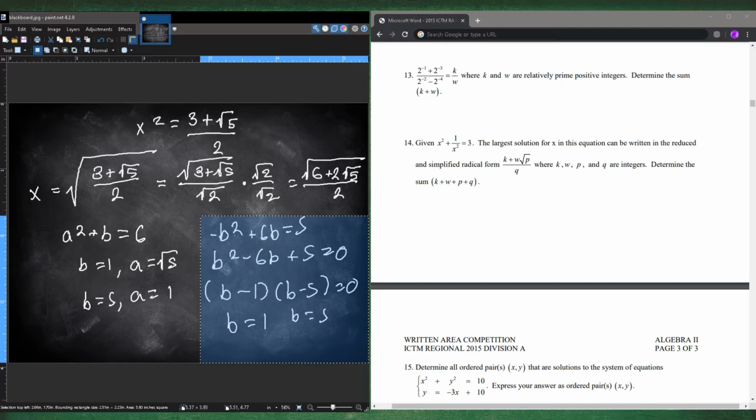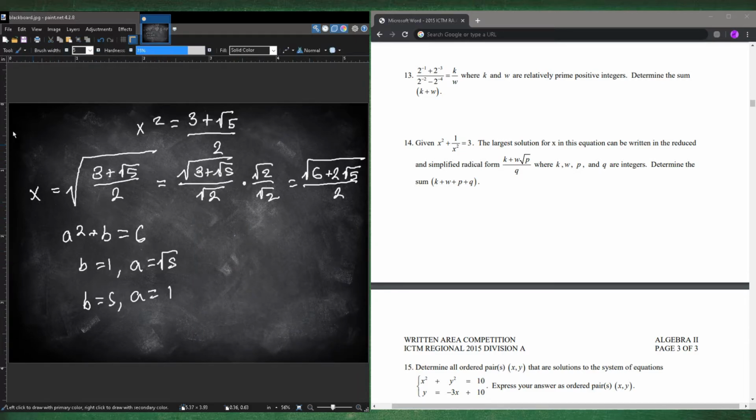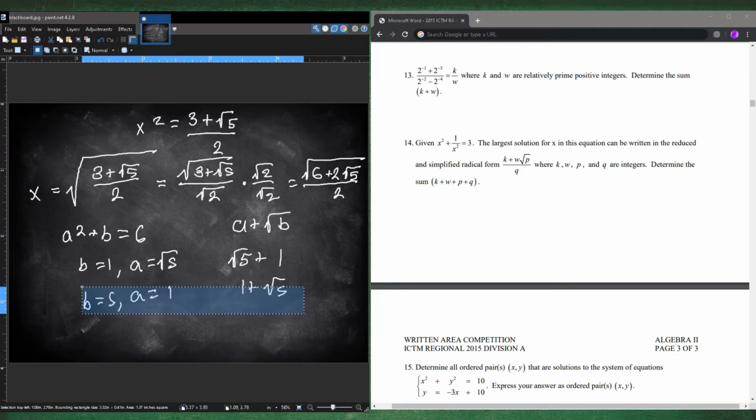But remember, our form that we're supposed to write it in was a plus square root b. That's what this is equal to, squared. So a plus square root of b squared is equal to 6 plus 2 square root 5. So in this case, a would be square root 5 plus square root 1, which is 1. Now in this case, we have a is 1 and b is 5, so that's 1 plus square root of 5. So in both cases it should be the same thing. You can usually use any case when you do something like this. So a plus square root of b is 1 plus square root of 5.